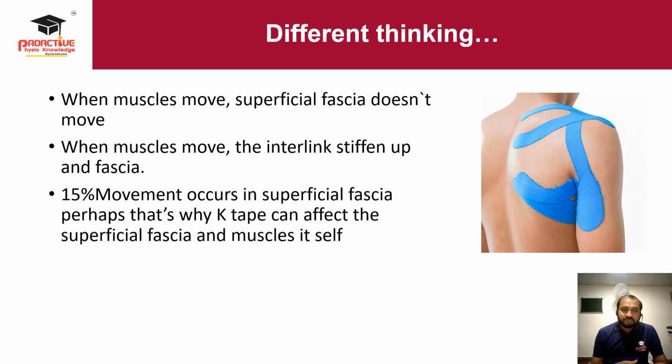And there is some different thinking between the traditional and the current thinking process. In the traditional way, some schools of thought say that when the muscle moves, the superficial fascia doesn't move at all. But in the current scenario, when the muscle moves, the interlinks stiffen up and the fascia also. So from that point of view, perhaps 15% of the movement occurs in the superficial fascia, and that's why the K-tape can affect the superficial fascia and the muscle itself.